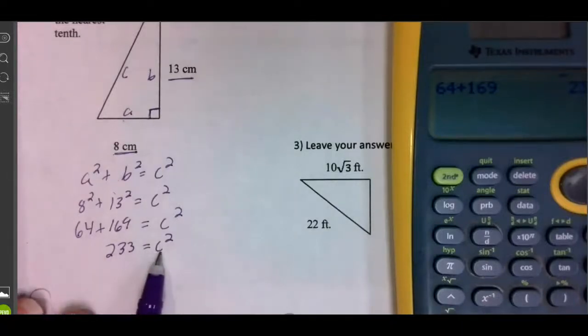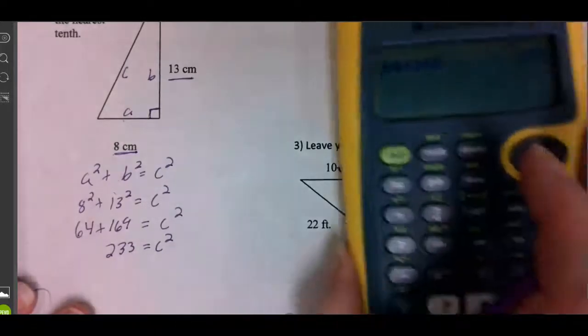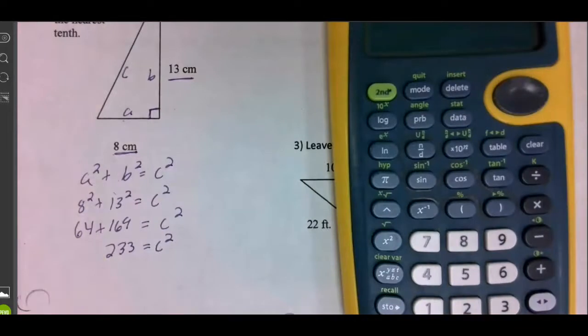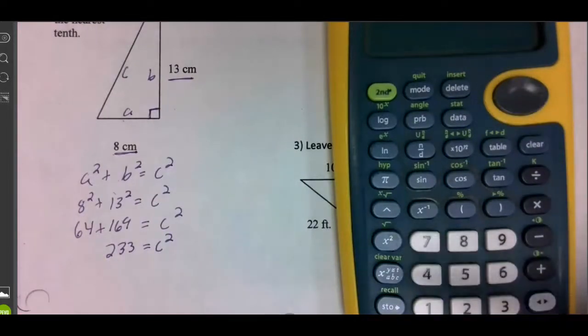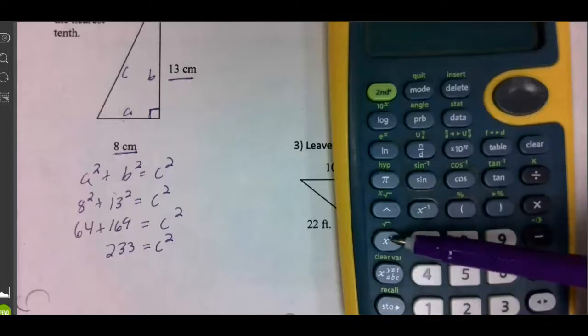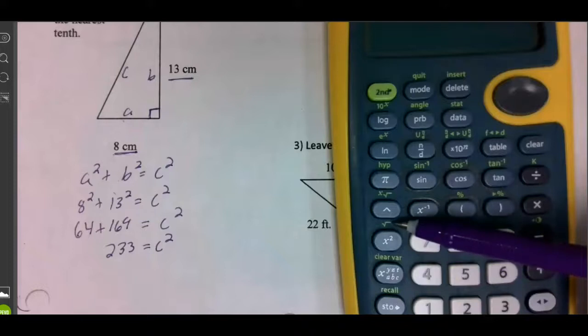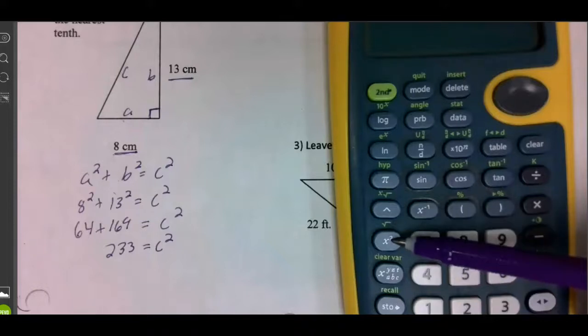If I want to get rid of a C squared, what would be the opposite operation? Now I'm going to give you a hint because this is something you can always use to help you. If you look at this calculator, and pretty much any calculator, see how there's an x squared right here? Look what's right above it: square root. These are opposite operations of each other.